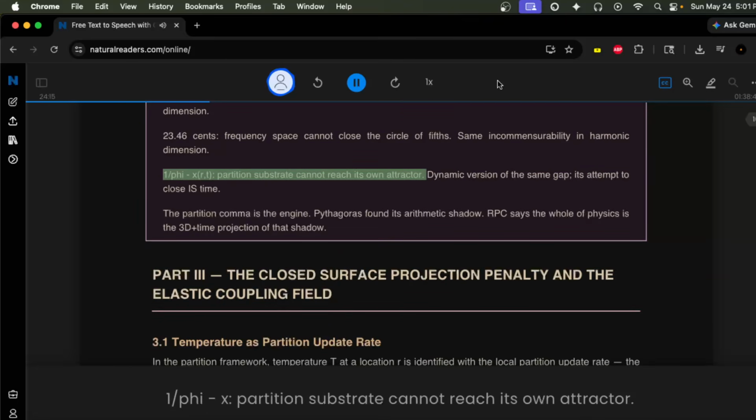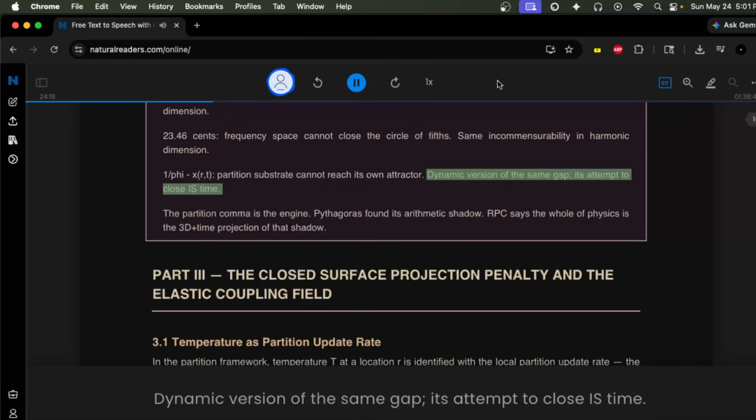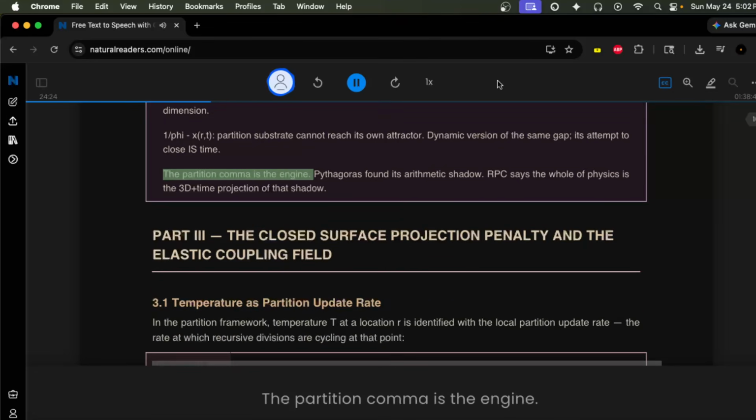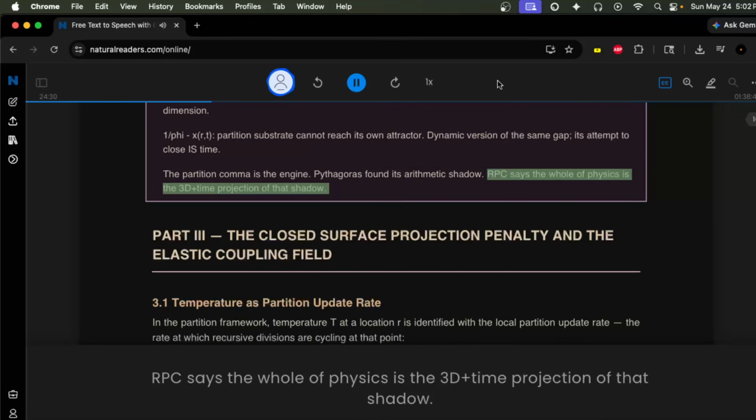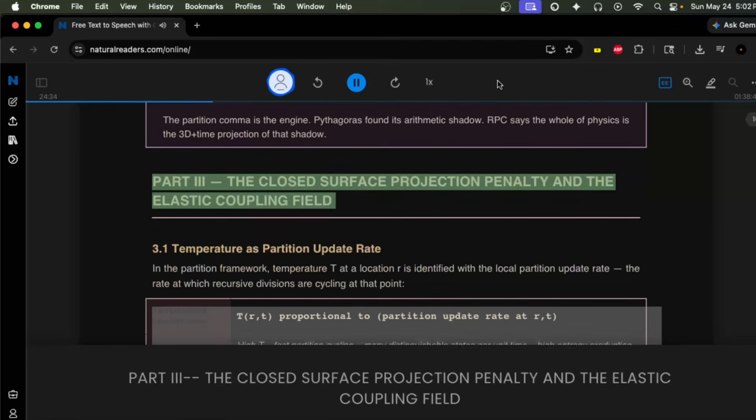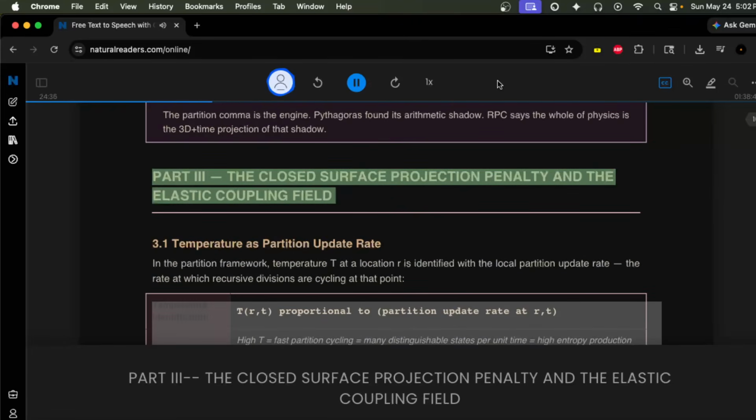1, phi, x: the partition substrate cannot reach its own attractor. This is the dynamic version of the same gap, and its attempt to close is time. The partition comma is the engine. Pythagoras found its arithmetic shadow. RPC says the whole of physics is the 3D plus time projection of that shadow. Part 3, the closed surface projection penalty and the elastic coupling field.